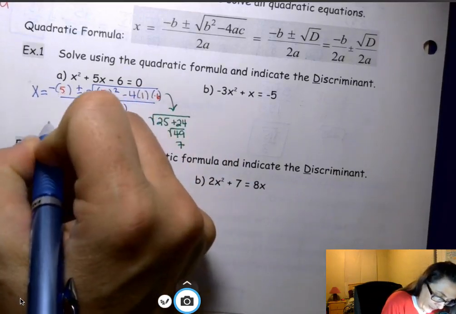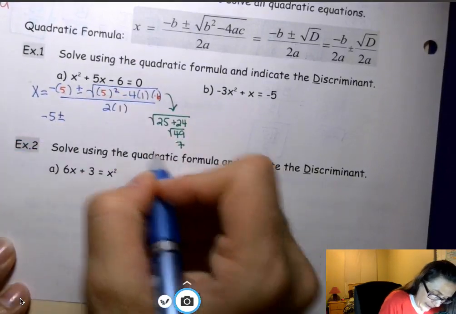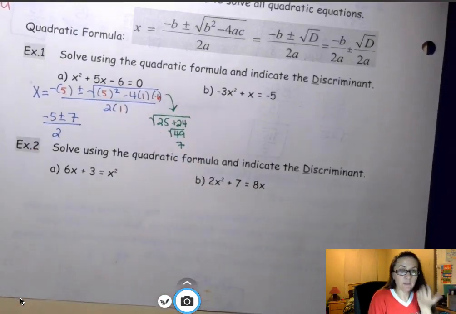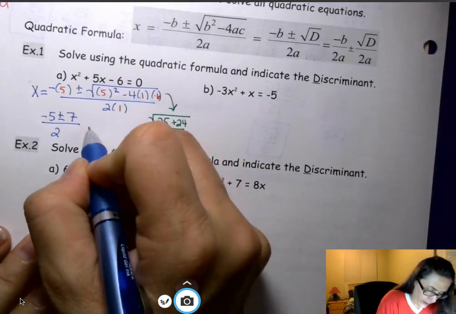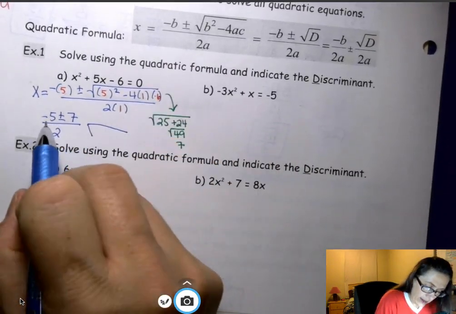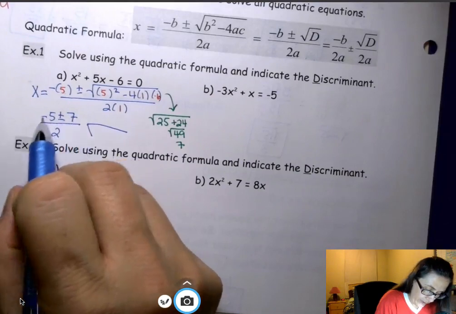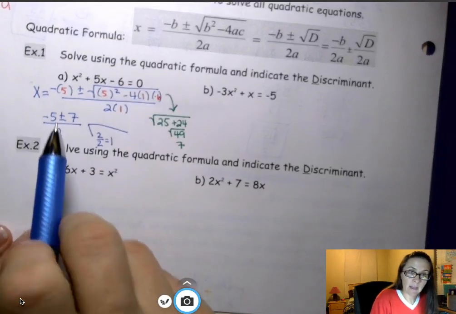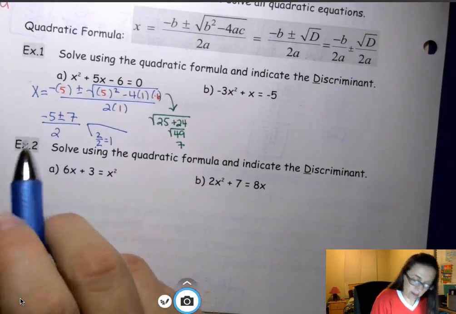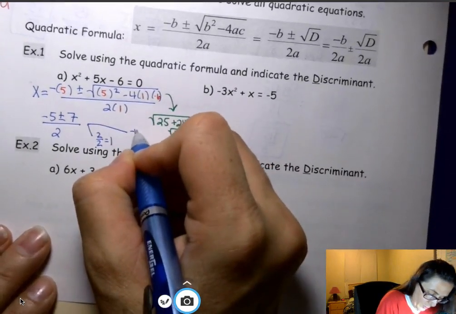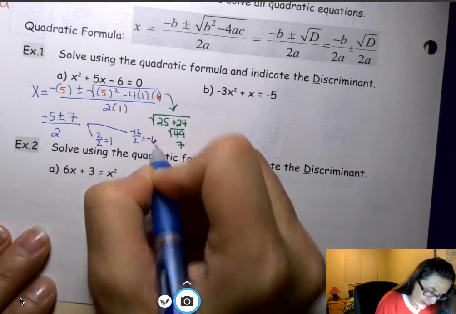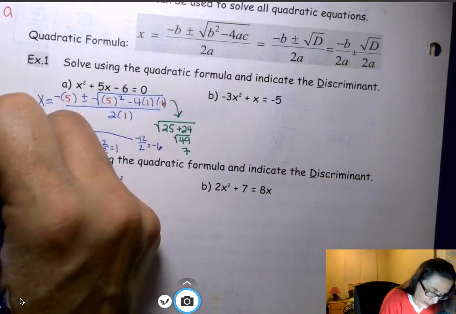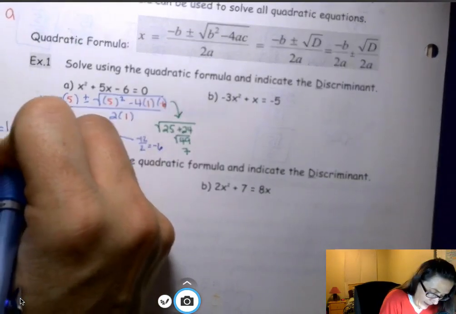And now I'll say, okay, well I have opposite of 5, plus or minus 7, all over 2 times 1, which is 2. So this gives me essentially 2 different solutions. Negative 5 plus 7 is going to be 2 over 2, which is 1. Negative 5 minus 7 is going to be negative 12 over 2, which is negative 6. So my 2 solutions for this problem will be x equals 1 and negative 6.